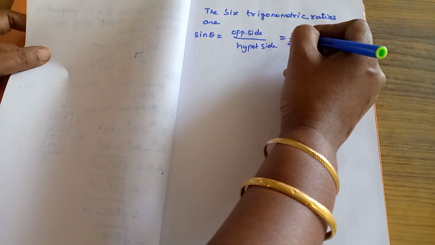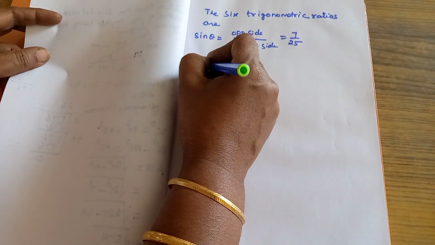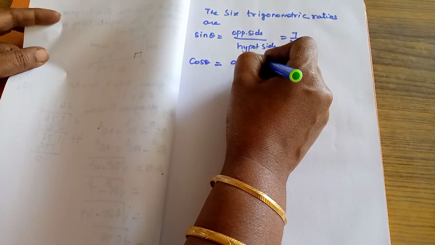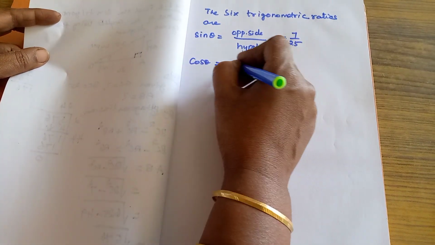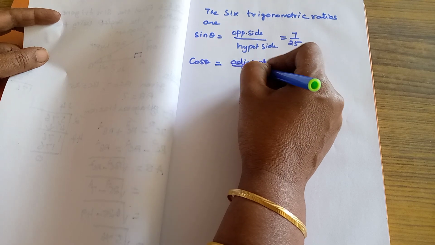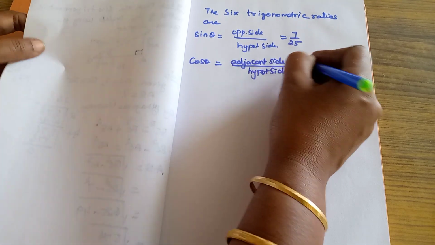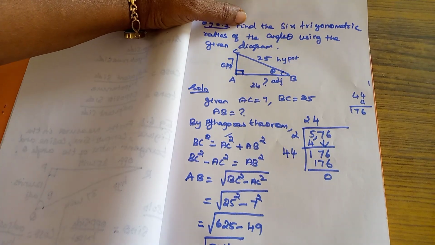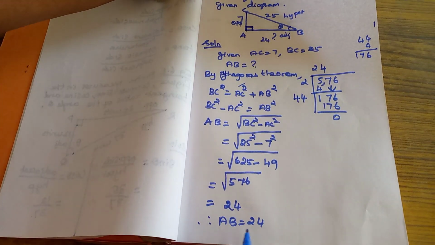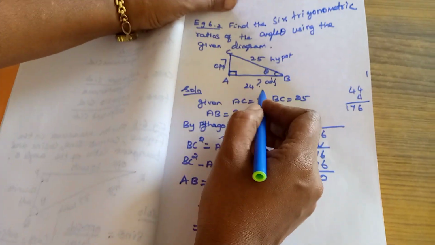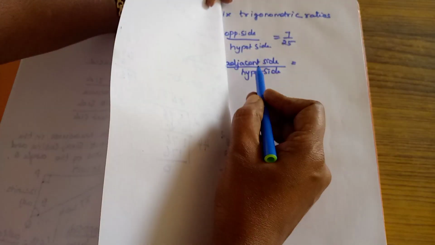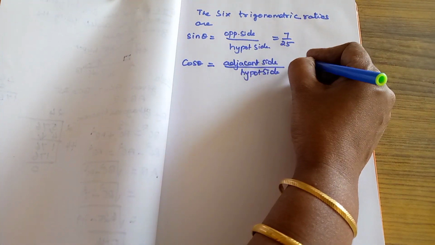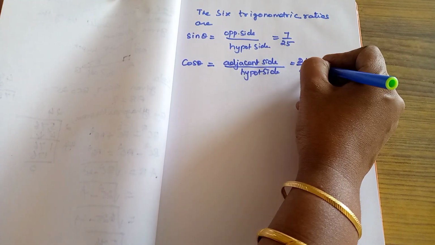Next, cos theta. What is the cos theta formula? Cos theta is equal to adjacent side by hypotenuse side. What is the adjacent side value? 24. AB is 24, that is the adjacent side. We have adjacent by hypotenuse, so 24 by 25.